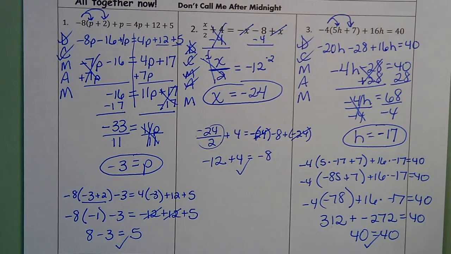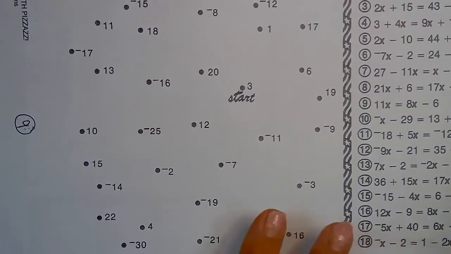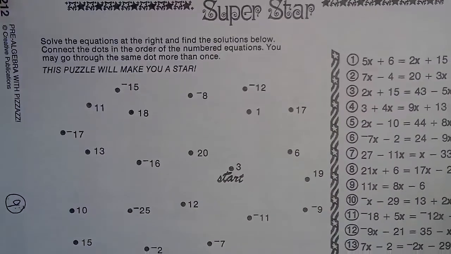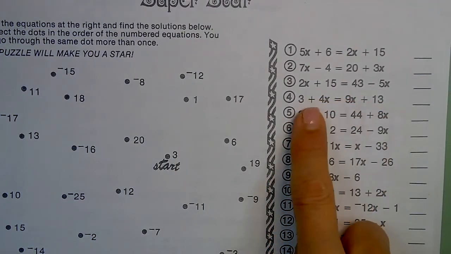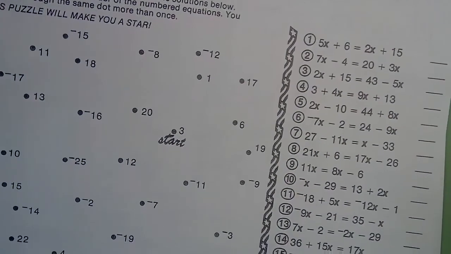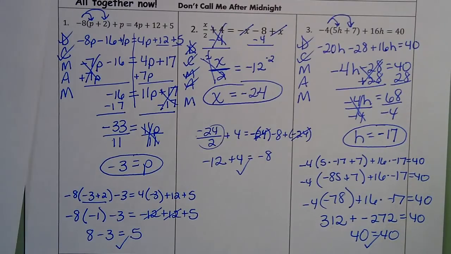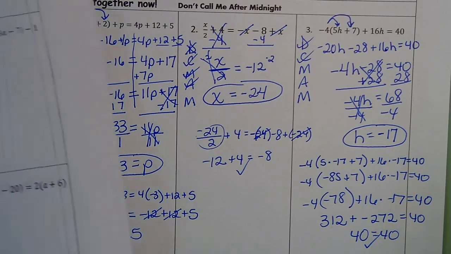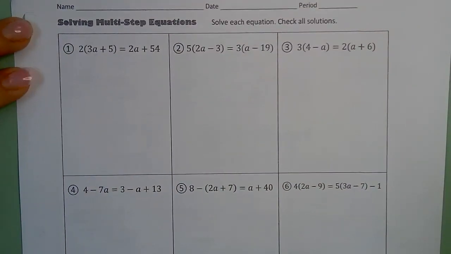So your assignment now is to do the Superstar worksheet. This gives you practice on moving terms so that you have the variable on one side and constant on the other. And then you're going to do the IDEA app activity that's in your Google Classroom. And the last thing is to do this and post your answers on Focus.